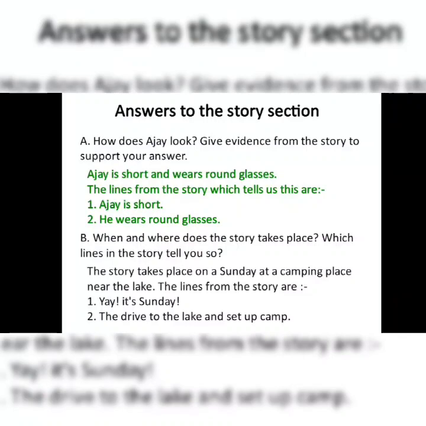It was that read the story and answer the question given below. So the first question was, how does Ajay look? And you have to give evidence from the story to support your answer. So the answer to the story section, you can see the first question, how does Ajay look? From the story we can recognize that Ajay is short and wears round glasses. Okay, and the lines from the story which tell us this were that Ajay is short, and the second was he wears round glasses.